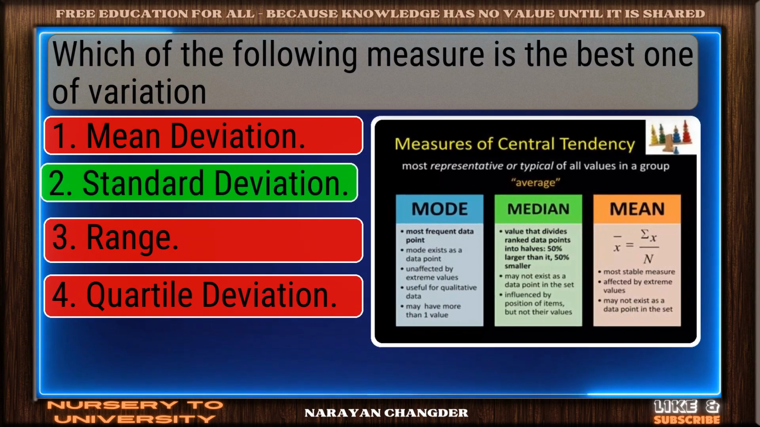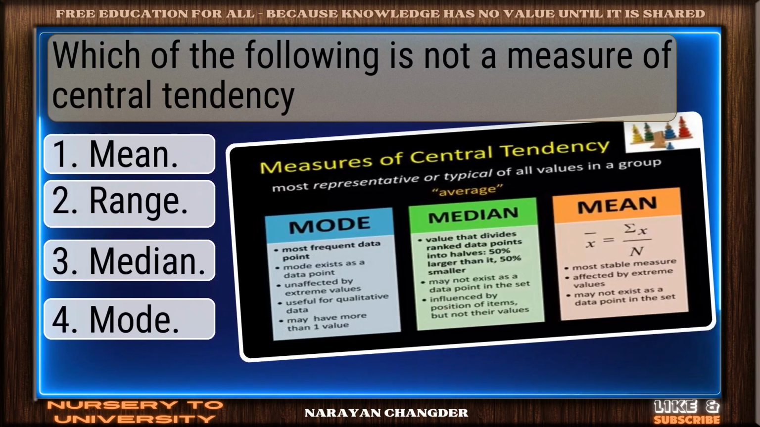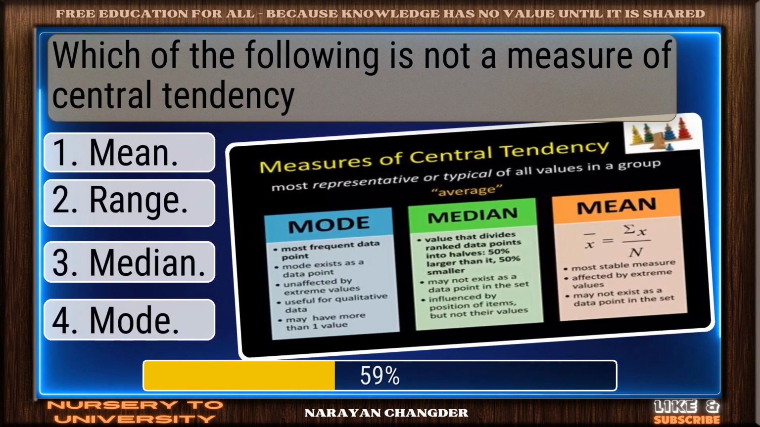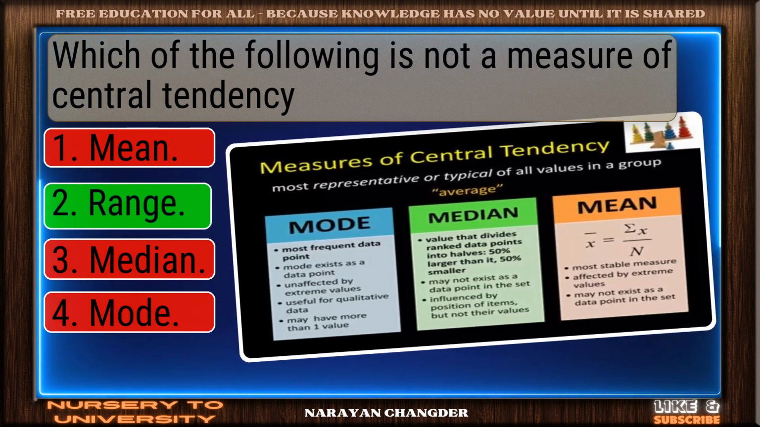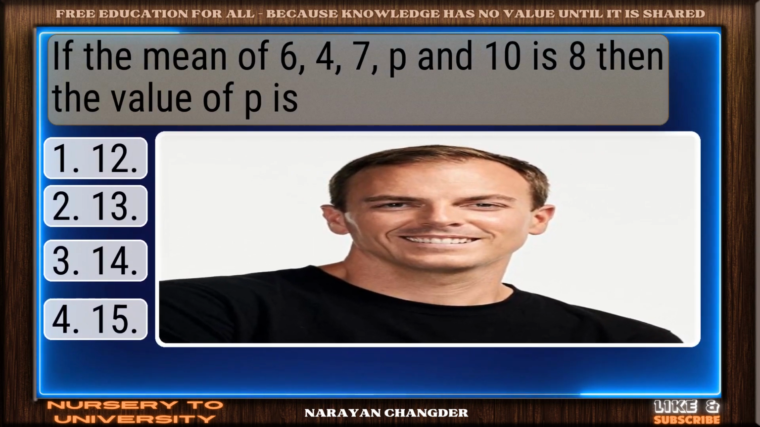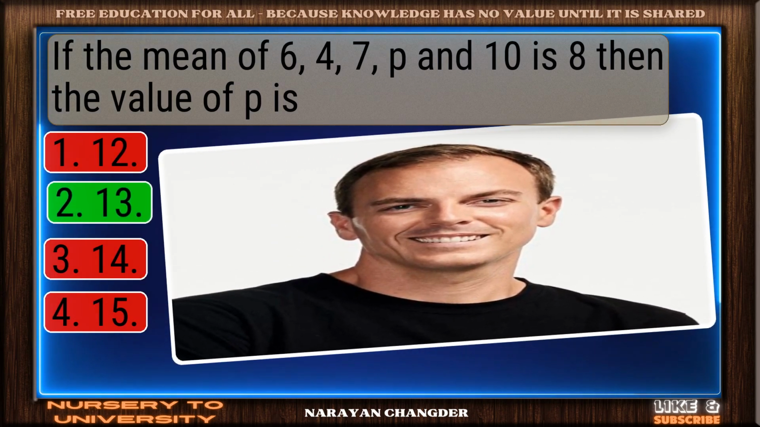Great thinking. Standard deviation is right. Which of the following is not a measure of central tendency? Excellent. Range is well reasoned. If the mean of 6, 4, 7, p and 10 is 8, then the value of p is? Correct response. 13 is accurate.